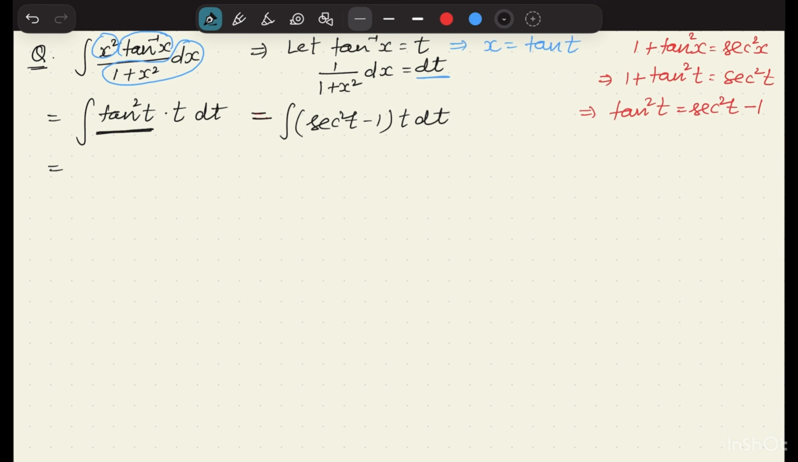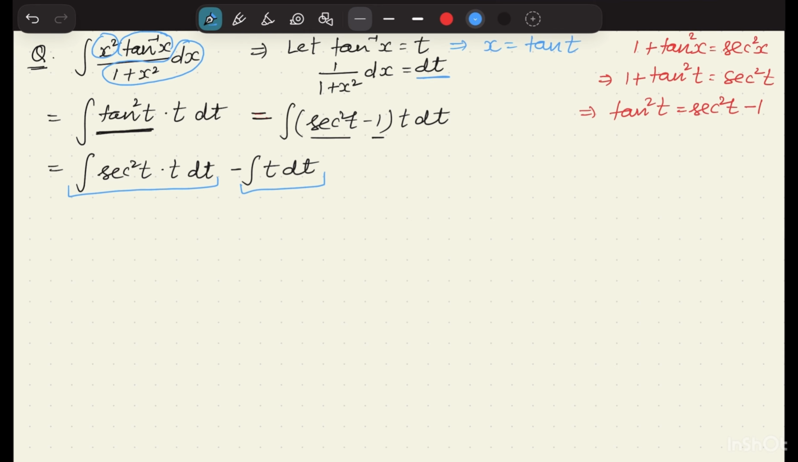Now first we will separate these two terms. So here we have two terms, sec square t and 1. After separating, we get sec square t into t dt minus t dt. Now we know the integration of the second term is very easy, so we want to focus on this first term. So here we will apply integration by parts.